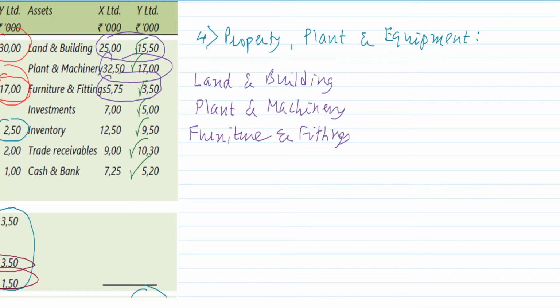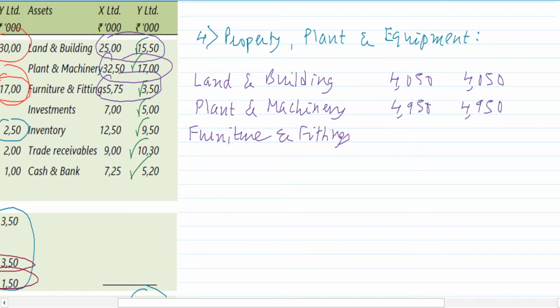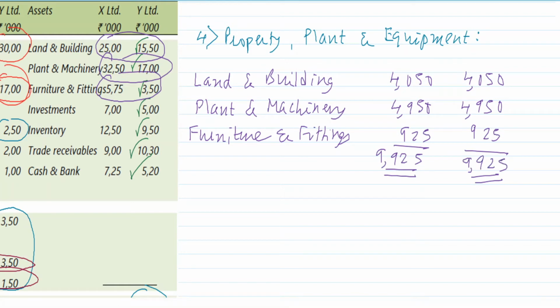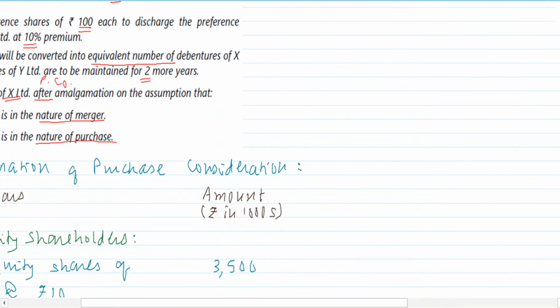So 2500 plus 1150, I get 4050 for both of them, right? 4050. Plant and machinery, add up, do line by line addition. 4950, 4950. Furniture and fittings, line by line addition. 925, 925. Take a total, 9925. That is the total, 9925.